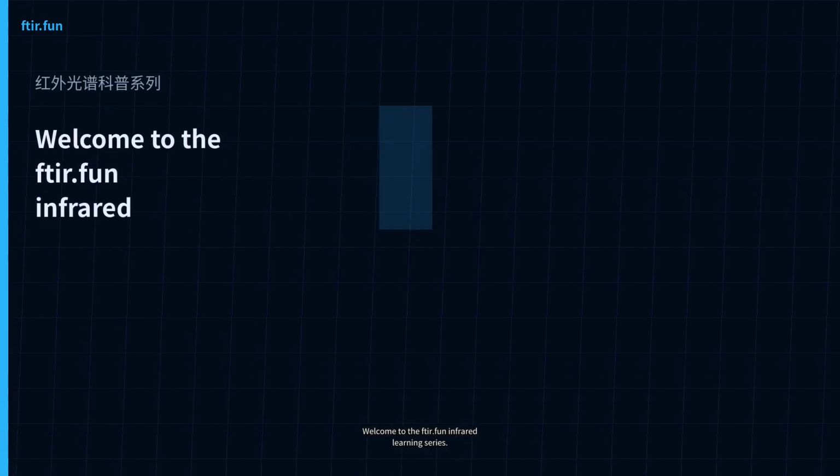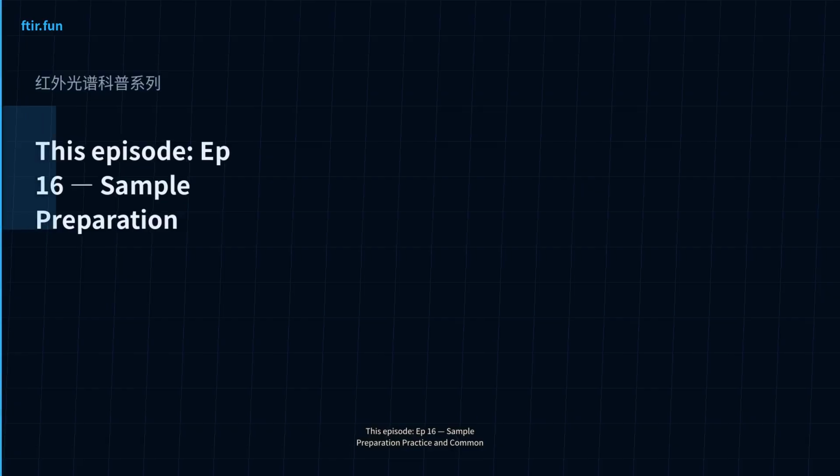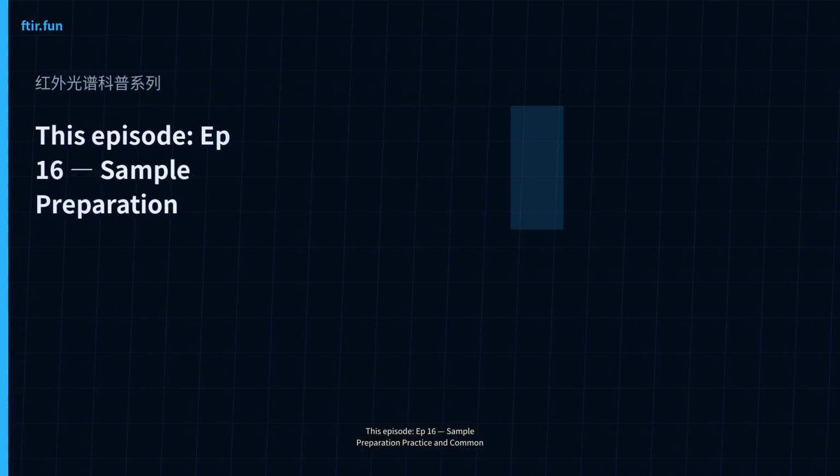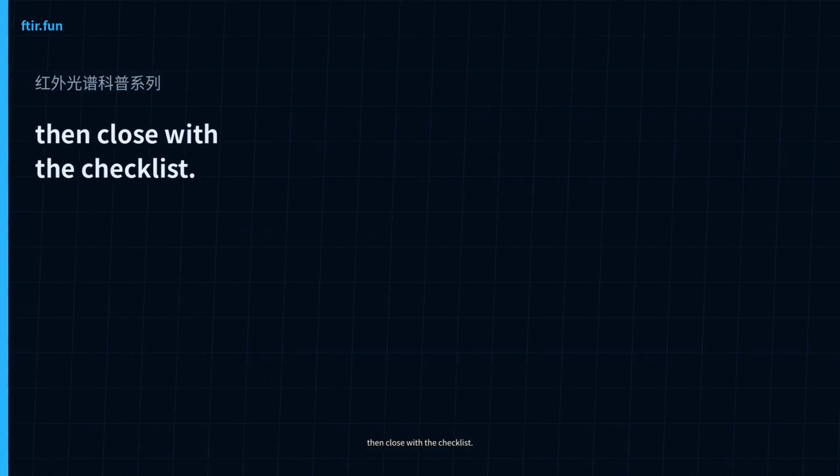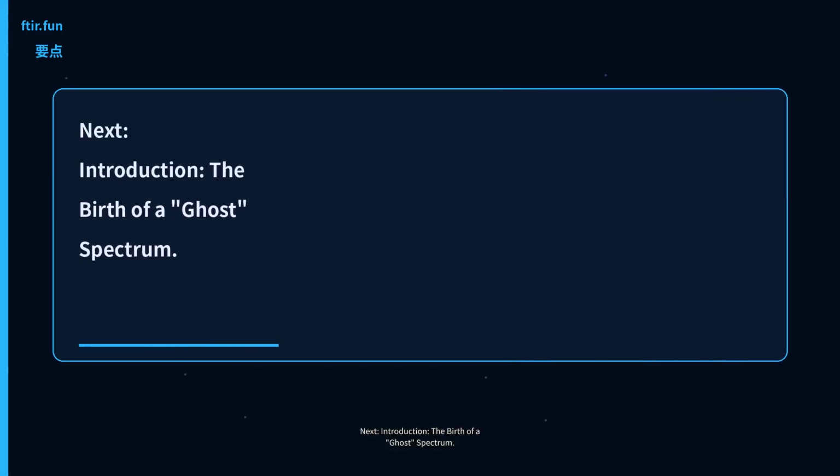Welcome to the ftir.fun Infrared Learning Series. This episode, Ep16: Sample Preparation Practice and Common Mistakes. Then we close with a checklist. Next, the birth of a ghost spectrum.